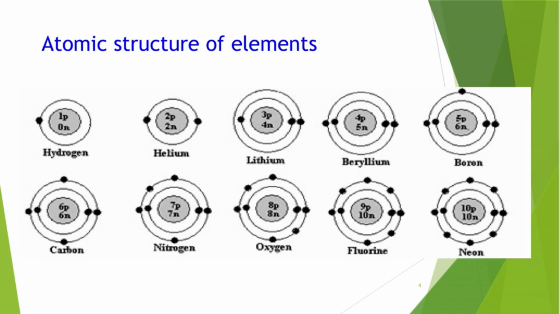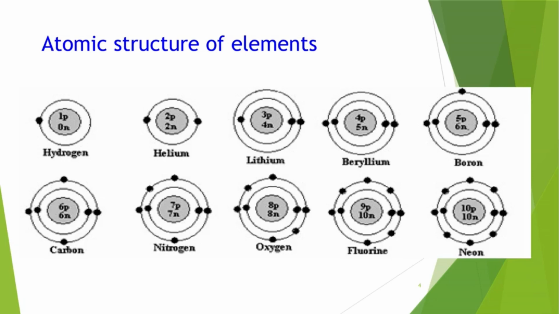Here is the atomic structure of various elements and how the electrons are arranged. It is shown in this diagram. The dotted points show the number of electrons placed in an atom. In the case of hydrogen, in the nucleus there is one proton and zero neutrons, and 1 dot is drawn on the shell, which indicates 1 electron. Similarly, in helium, having atomic number 2, 2 electrons are placed and the first shell, that is the K shell, is completely filled.